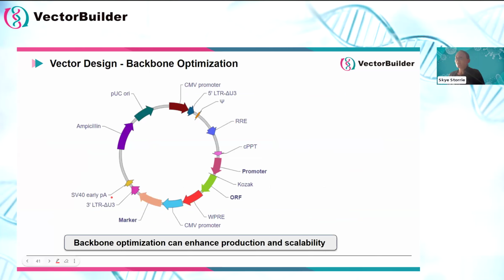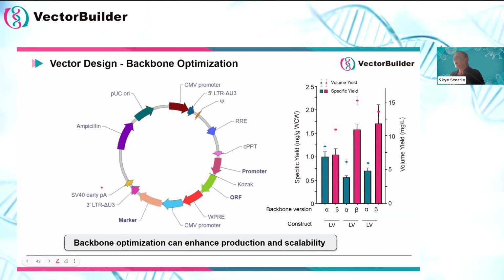So importantly, backbone optimization can also really enhance production as well as scalability. And here we have different lentivirus constructs, and we're comparing different backbone versions. And you can see, depending on the backbone that you use, this can significantly affect both volume yield as well as specific yield. And this is really important from a clinical perspective if you want to scale up to produce really high titers of virus.